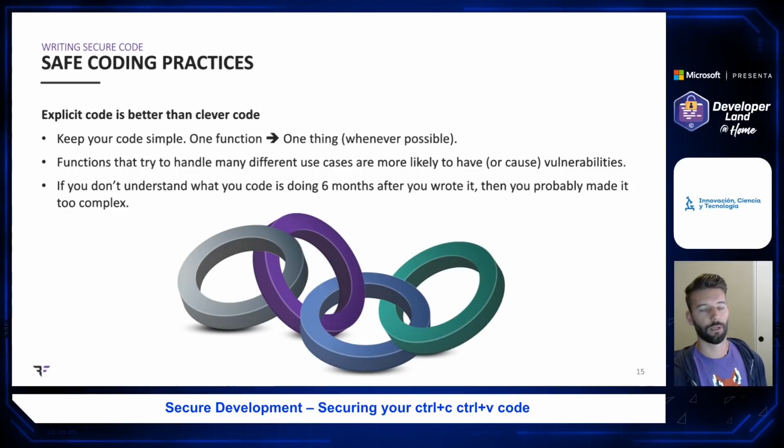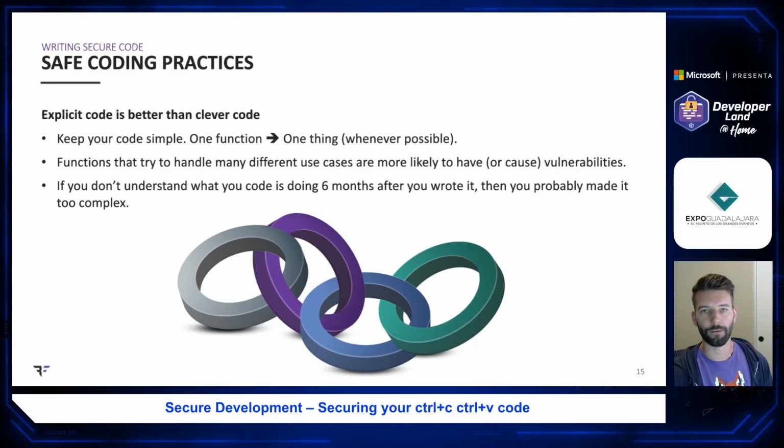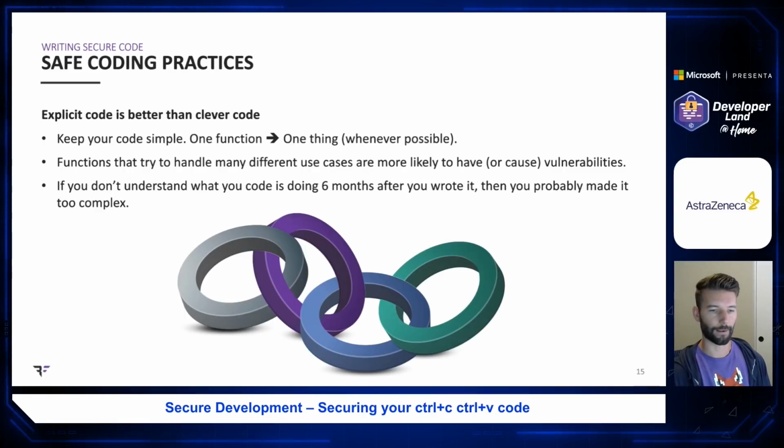The next one, another safe coding practice, is to write explicit code instead of clever code. What I mean by this: clever code is, let's say you write a function and the function handles a lot of different use cases, right? Different parameters you can feed into it, and based on whether you feed it a string or an integer, it's going to do different things. Maybe you can feed it 2 parameters or 4 or 5 or 6 or 10. You're writing a function that does a lot of different things depending on how the user uses that function.